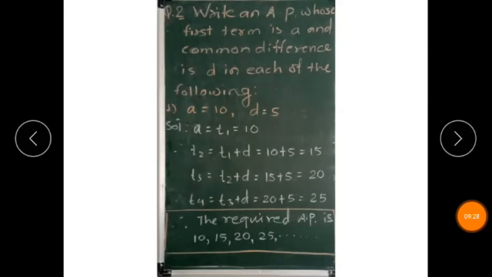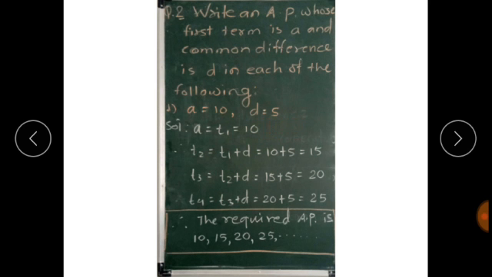In question number 1, they had given us a sequence and told us to find out whether it is an AP or not. Now they have given us the first term and difference and told us to find the required AP. Question 2: write an AP whose first term is a and the common difference is d in each of the following. Example 1, here a, the first term, is 10 and the common difference is d equal to 5.